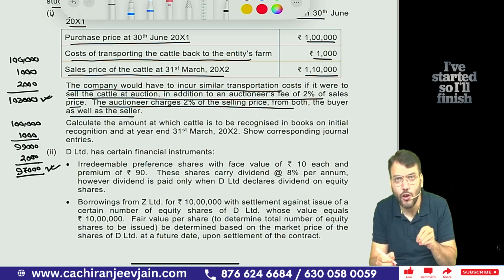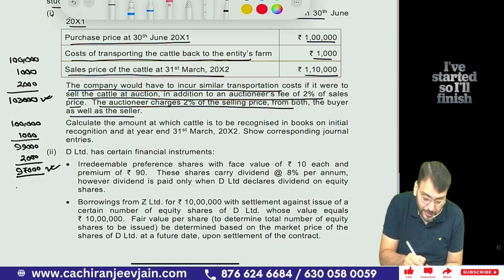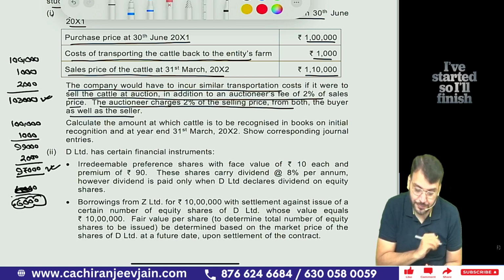So can you say there is a loss on initial measurement? So loss on initial measurement becomes how much? 4,000. Sorry, loss on initial measurement becomes 6,000. 6,000 becomes the loss on initial measurement.